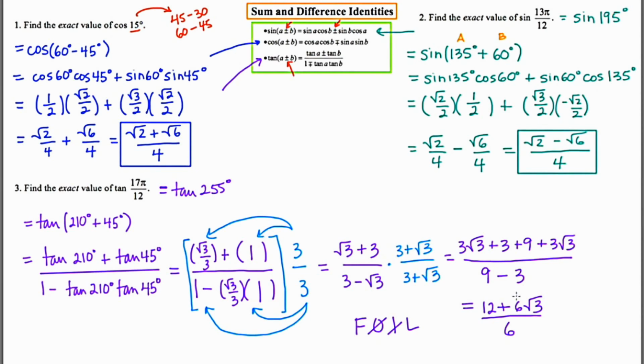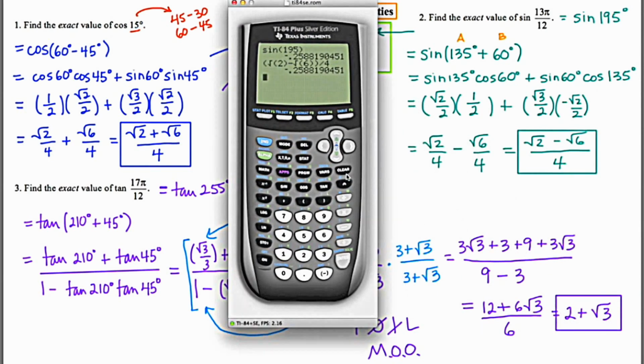Now, in my class, if you have many terms over one term, we perform an operation called a mu. Many over 1. Mu. So 12 over 6 is 2, and 6 root 3 over 6 is just root 3. So I'm getting an answer of 2 plus root 3. And of course, we conclude with a check to make sure that we've done that correctly. So I'm going to go ahead and put in the tangent of 255, and we get this decimal. And I'm going to put in 2 plus root 3, and really hope that it's the same decimal. It is. Awesome. We got it right.